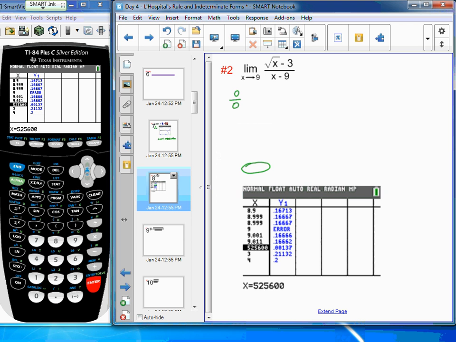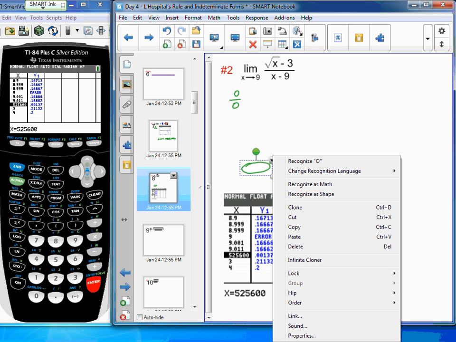So what would be our algebraic technique? What would be our algebraic technique for this one? Hayden? Conjugate pairs. Yeah, we can multiply top and bottom by the conjugate pair of the radical expression. So same terms, opposite operation. The conjugate for root x minus 3 would be root x plus 3. So let's go ahead and do that.